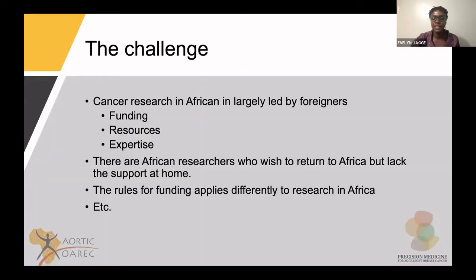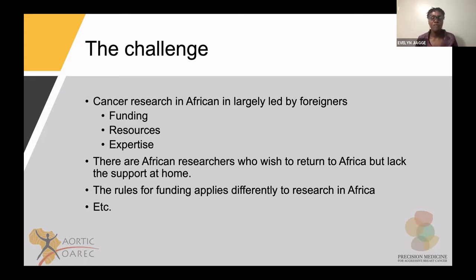There are so many challenges. Cancer research in Africa has largely been led by foreigners because of funding, resources, and the lack of expertise. And also the African researchers who wish to return to Africa have had the training outside Africa, but there is no support at home. There are no facilities that can support the kind of research they do. The infrastructure and the equipment and the funding is not available. And that is one of the things that we are also hoping to address.